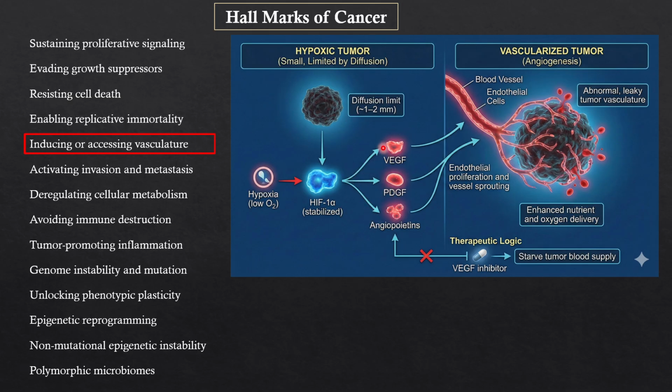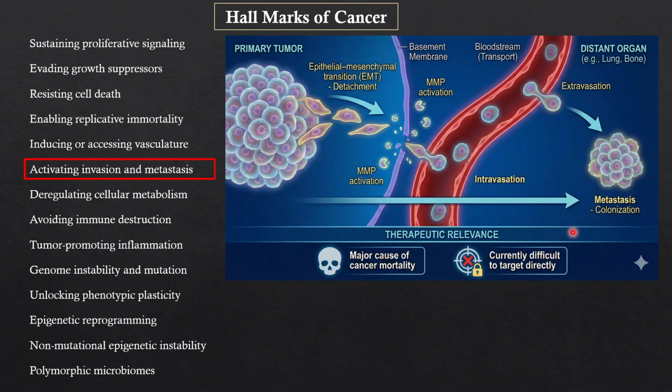Therefore, there is a protein called HIF1 alpha, which is activated, and it results in the formation of several other proteins called VEGF, PDGF, and angiopoietins. What they do is send signals for endothelial proliferation and sprouting of the vessels. So new blood vessels are formed, which is termed angiogenesis. As a result, abnormal leaky tumor vasculature is promoted, and this enhances the nutrient and oxygen delivery to the cancer cells.